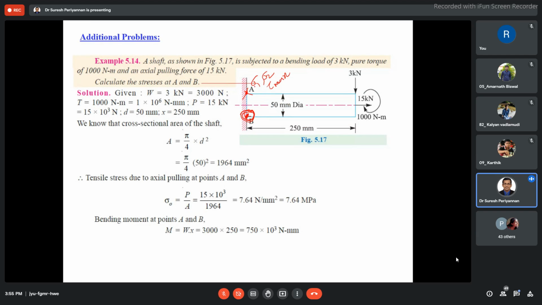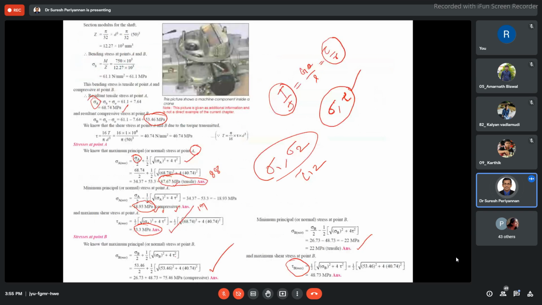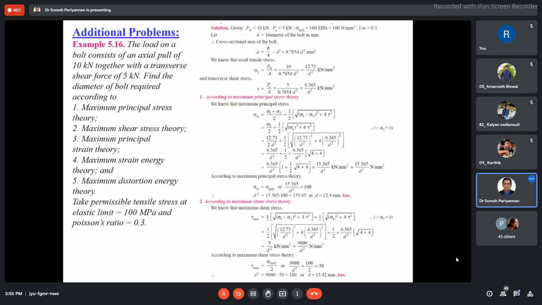This is sigma max, sigma min. What is this point? Sigma max, sigma min, we would like to find out. That is our intention, that is our aim. That's what we are finding: the maximum principal stress corresponding to points A and B, the minimum principal stress corresponding to points A and B, and tau max corresponding to A and B. Now I come to this problem.